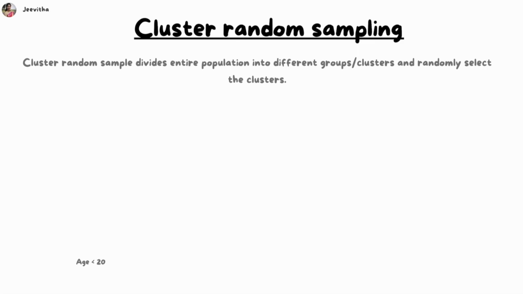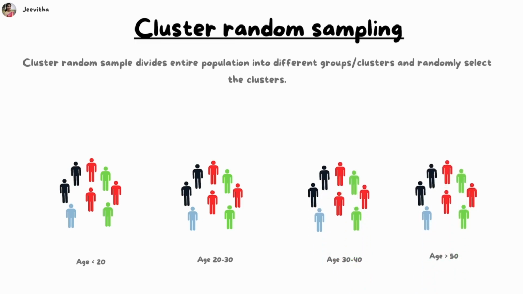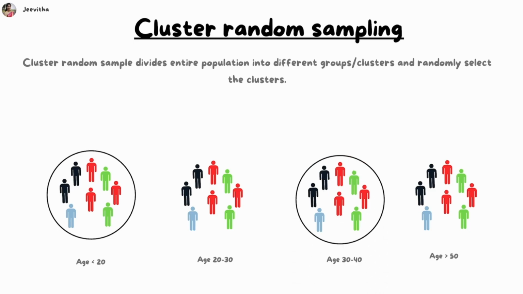Here I'm dividing the entire population into different groups based on age group: people whose age is less than 20, people whose age lies within 20 to 30, then 30 to 40, and also people whose age is greater than 50. So we divided the entire population into four different groups. Now I'm not picking people from each group, rather I just randomly select clusters. So my sample will include only the people whose age is less than 20 and people whose age lies within 30 to 40. We call this cluster random sampling.